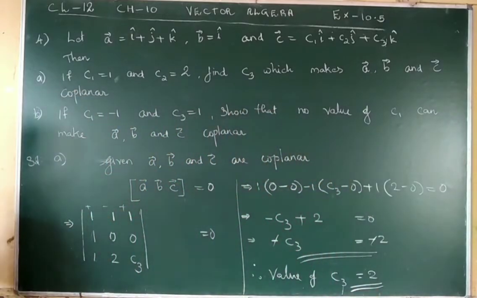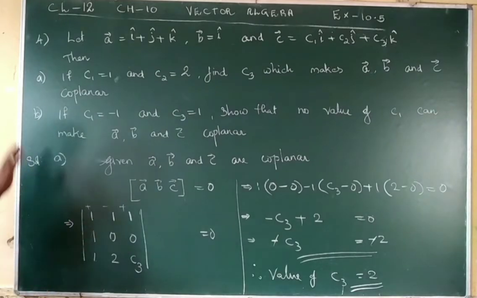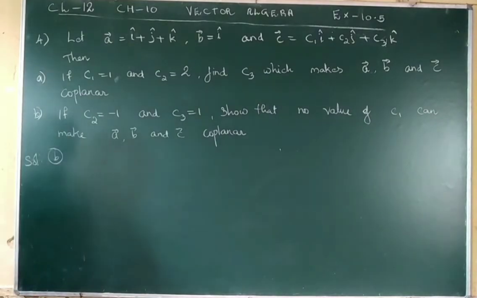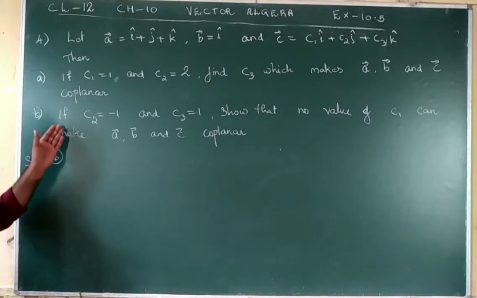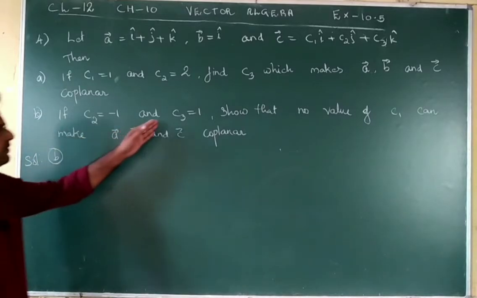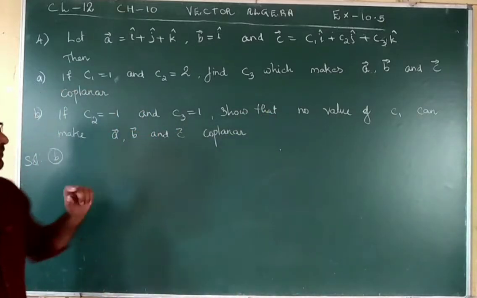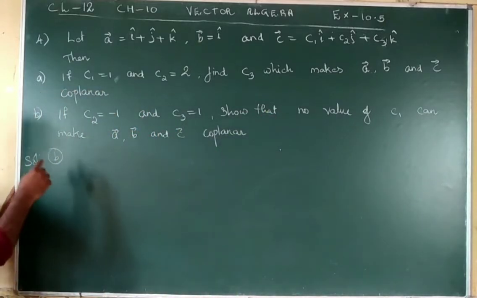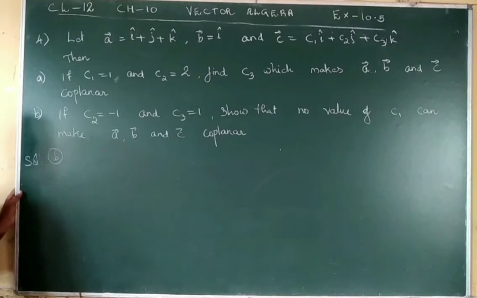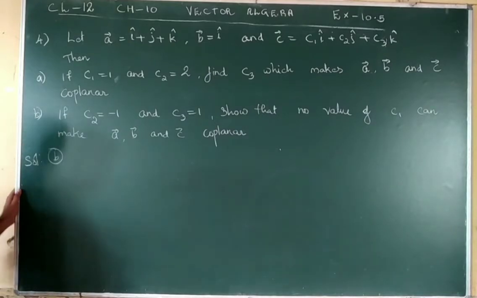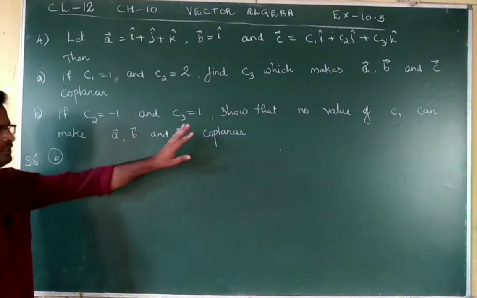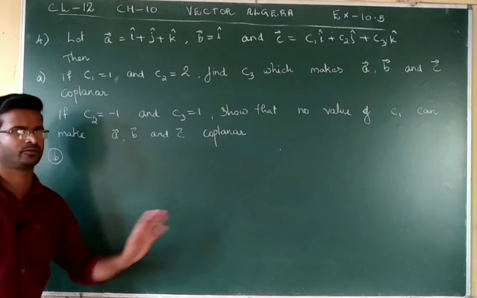Now just pause the video, write down question number A, then the remaining part we can do. Now we can see the second part. If C2 equal to minus 1 and C3 equal to 1, show that no value of C1 can make A vector, B vector and C vector are coplanar. Then we'll consider the second part, that is A, B, C are coplanar.